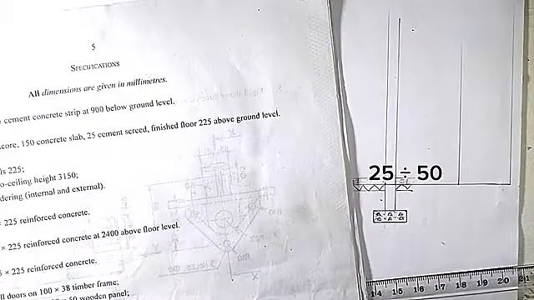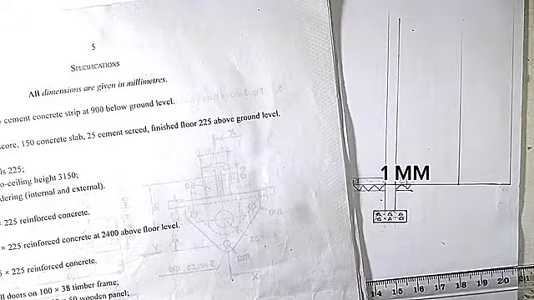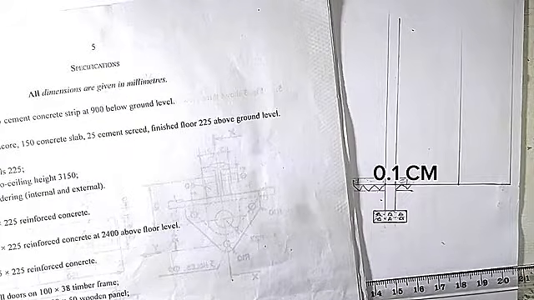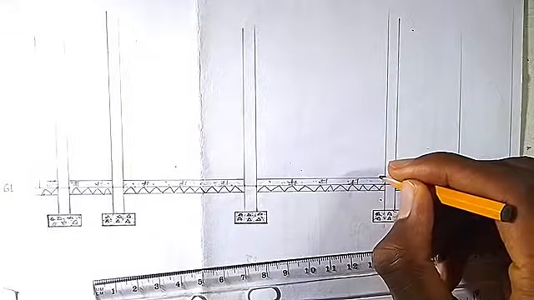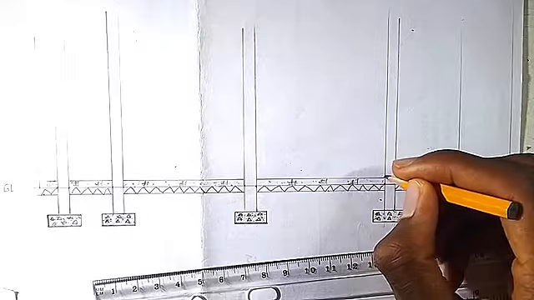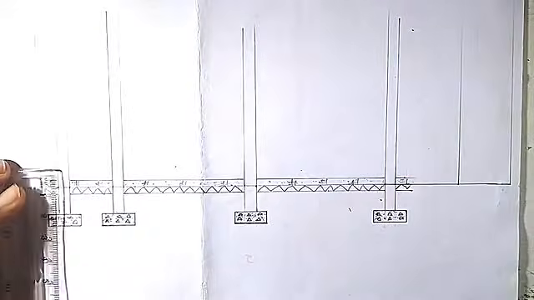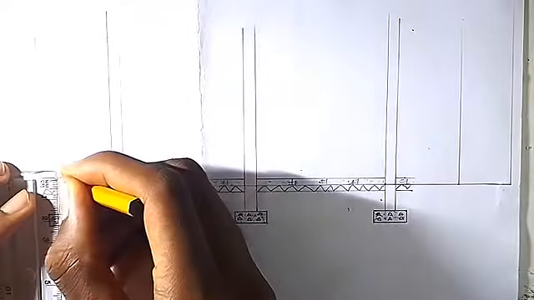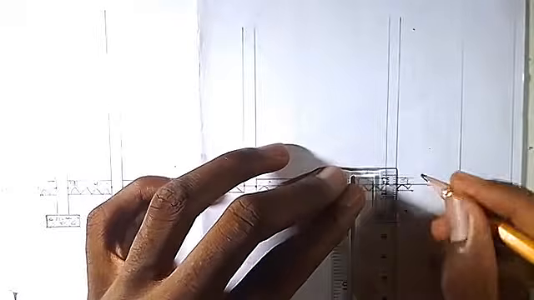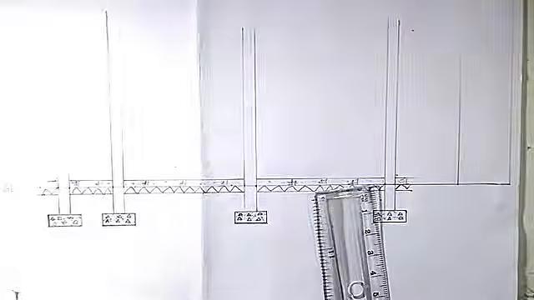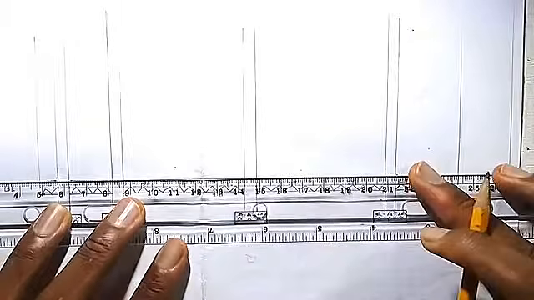25 divided by 50 gives us 0.5, which is approximately 1 millimeter. Then convert to centimeter, we have 0.1 centimeter. So from the concrete slab line where it stops, we mark 0.1 upwards, which is going to be for the cement screed. So mark 0.1 cm at both sides. Then we draw a straight line for the cement screed.